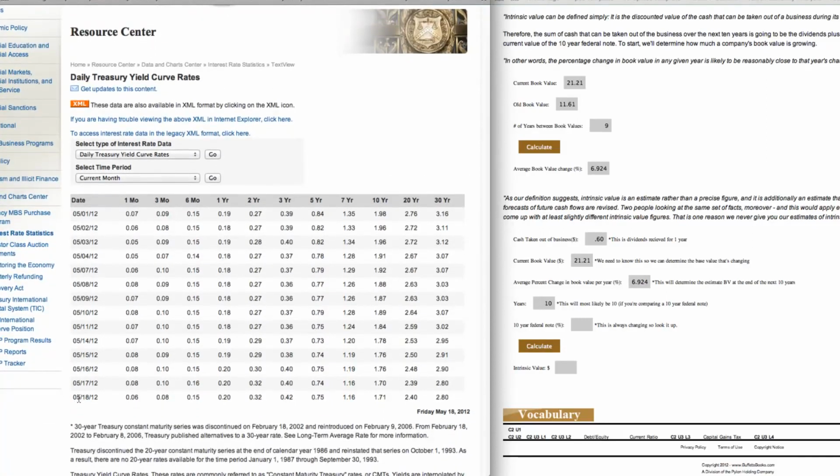We're looking at the 18th of May, 2012, and you'll just come over on the chart until you see the 10-year mark, and you can see it's 1.71% for the 10-year federal note. When you go up to a 30-year bond, it's 2.8. But the one that we're always going to be using for our intrinsic value calculation is this rate right here. If we were doing this calculation at the beginning of May, we would have been using 1.98.